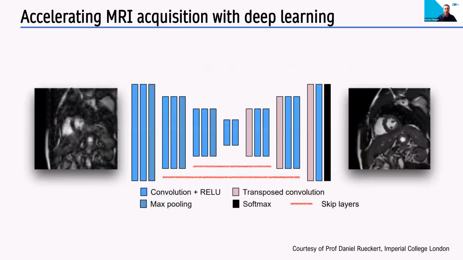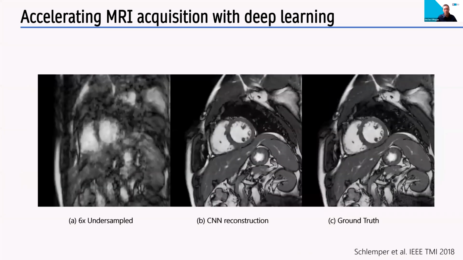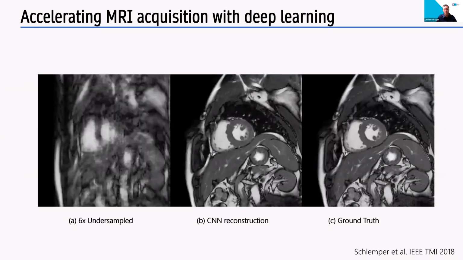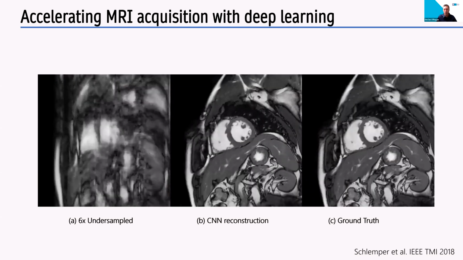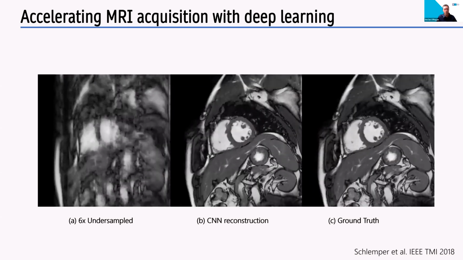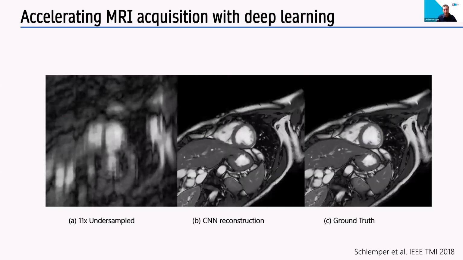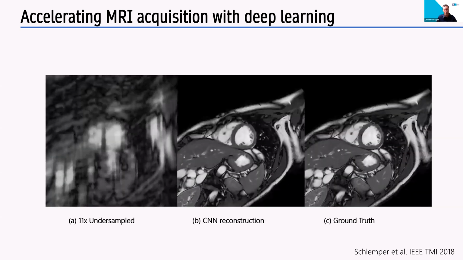But deep learning networks have the potential for learning the mapping between k-space and the image domain. And the advantage of this is that you can train it on large data sets, so it can use prior knowledge about anatomy of the heart to learn how to reconstruct these high quality images from noisy undersampled data sets. And for example, here's a 6 times undersampled image on the left, and the deep learning network reconstructs that in a very similar way to the ground truth. And we can push that to 11 times undersampling and also get a very realistic image.